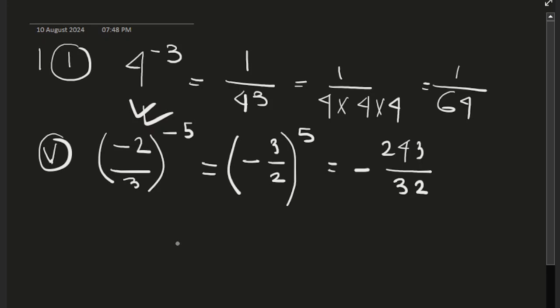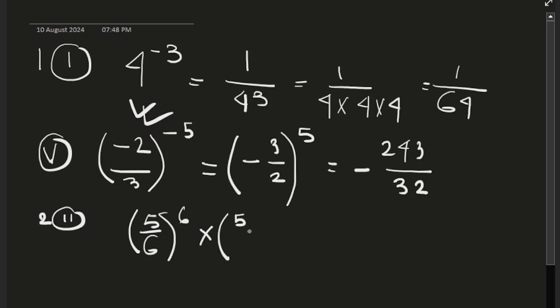Now let's do question number 2, the second question. 5 by 6 whole to the power of 6 multiplied by 5 by 6 whole to the power of minus 4.